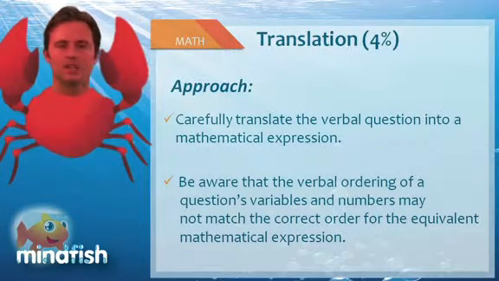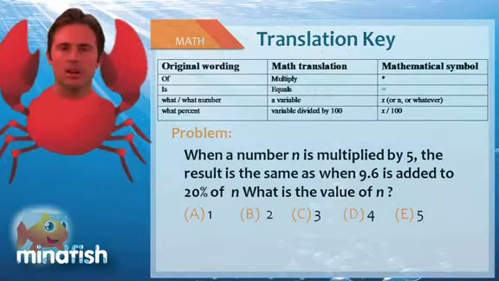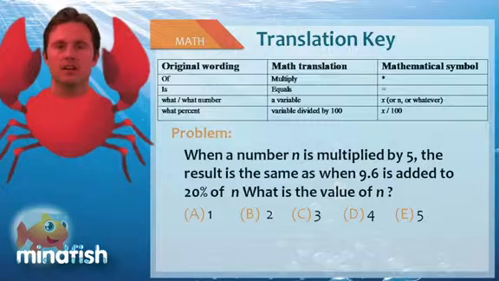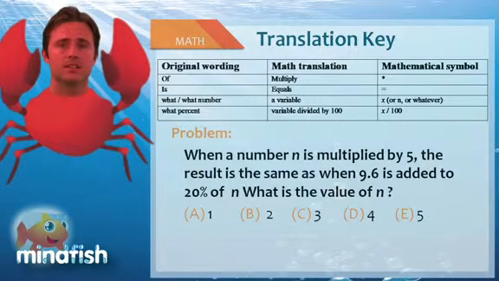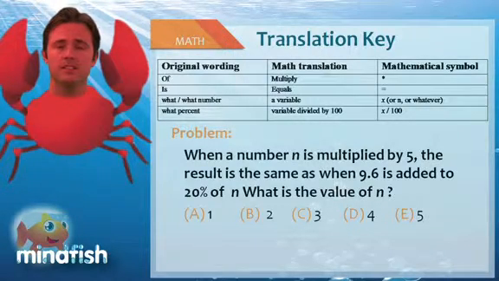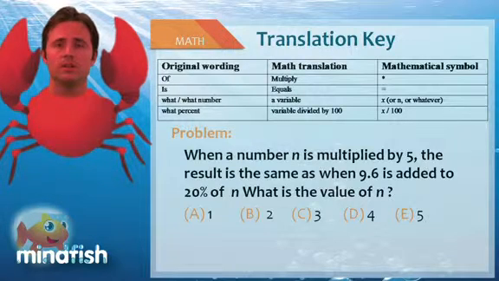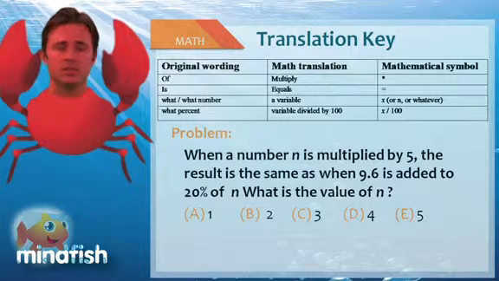Now here's a key for translation questions. There are certain words that always mean the same thing. Of means multiply. What is 10% of 100? It would be 10% times 100. Is means equals. What is 5 times 2? What equals 5 times 2, or 10?